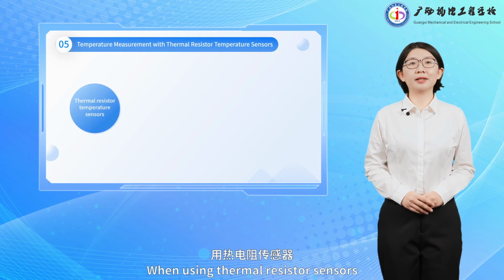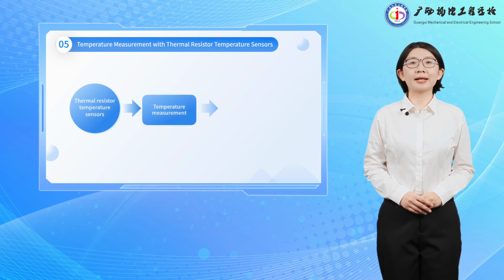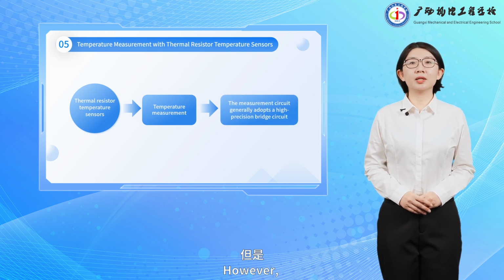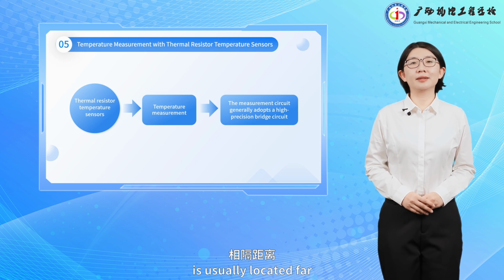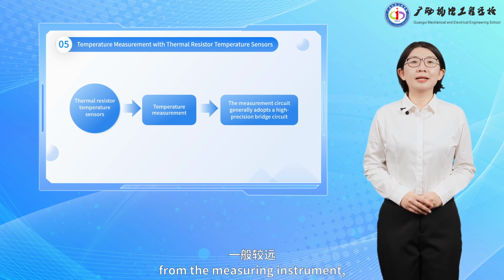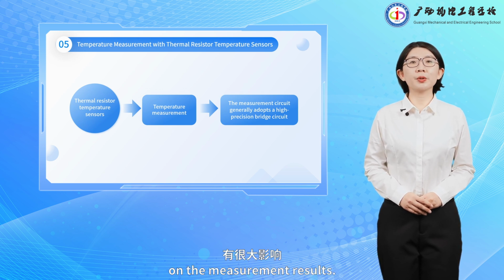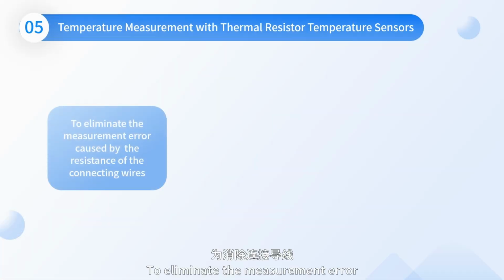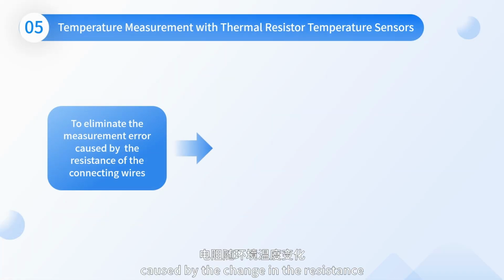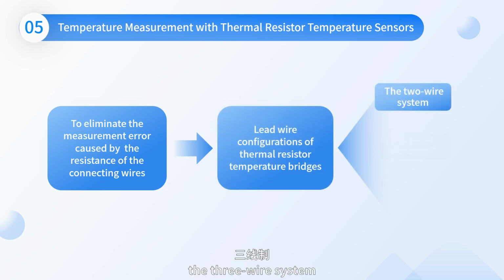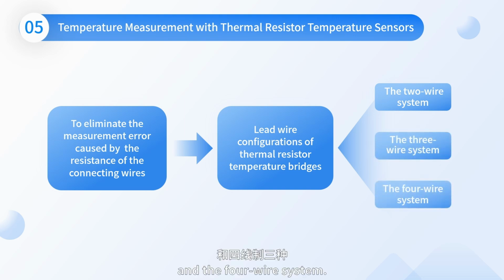When using thermal resistor sensors for temperature measurement, the measurement circuit generally adopts a high-precision bridge circuit. However, since the thermal resistor is usually located far from the measuring instrument, the lead wires of the thermal resistor have a significant impact on the measurement results. To eliminate the measurement error caused by the change in the resistance of the connecting wires with ambient temperature, thermal resistor temperature bridges usually employ 3 lead wire configurations: the 2-wire system, the 3-wire system, and the 4-wire system.